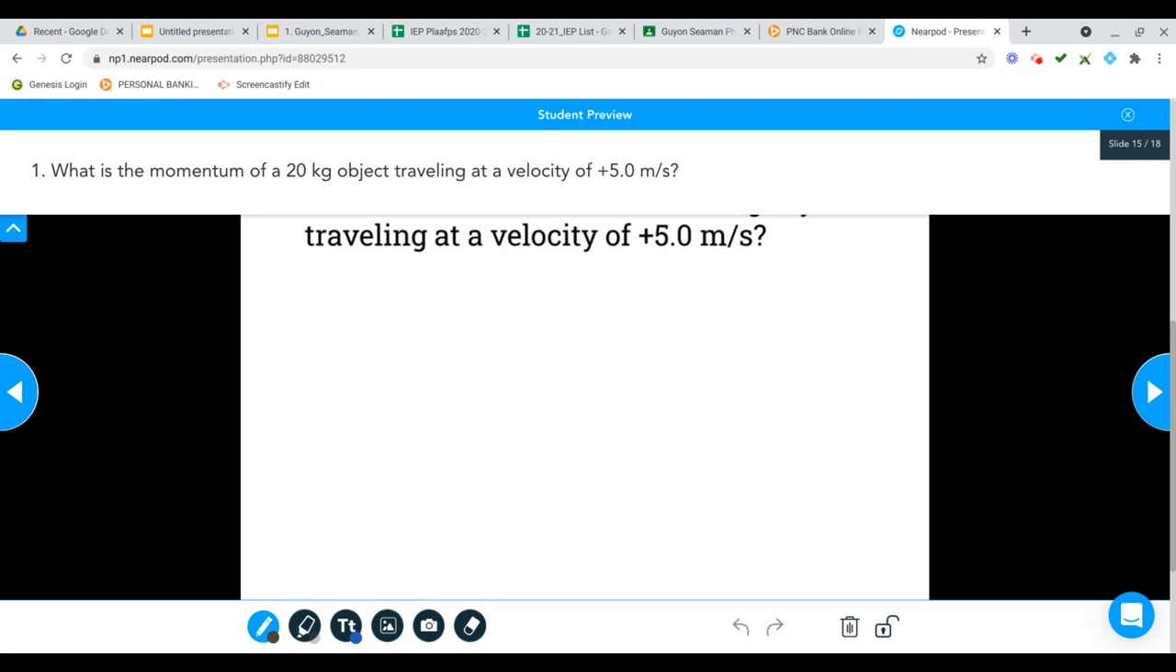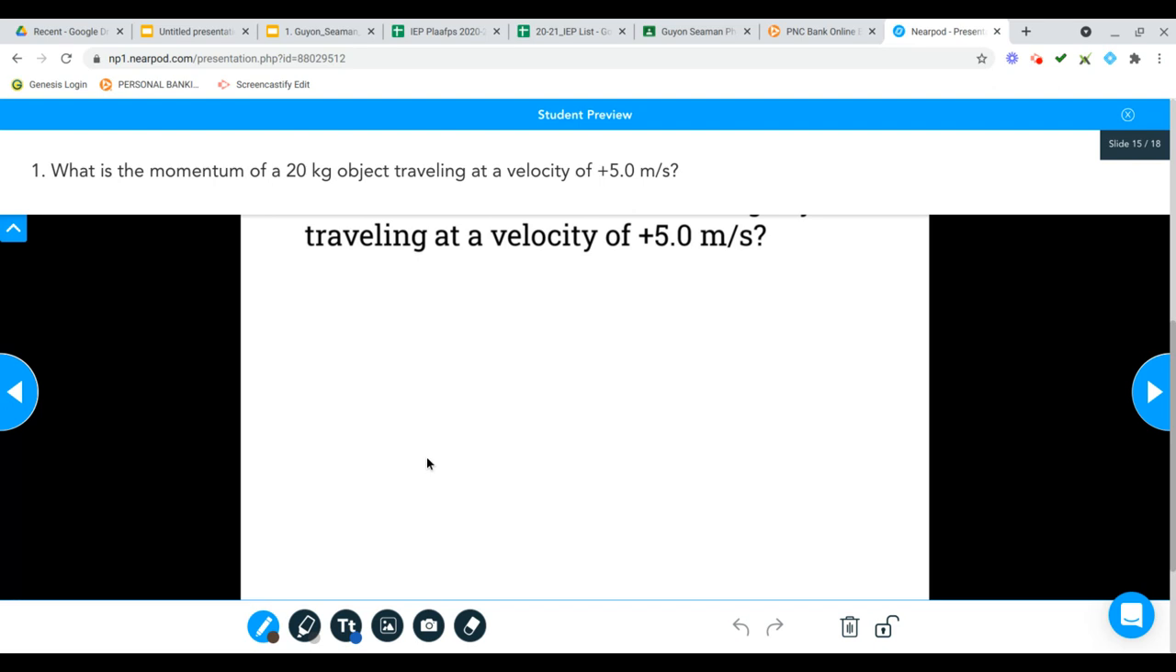Okay, guys. So I'm going to show you how to do these momentum problems using the drawing feature in Nearpod. Okay. So the question says, what is the momentum of a 20 kilogram object traveling at a velocity of positive 5 meters per second? So the first thing we want to do is write down our inventory.